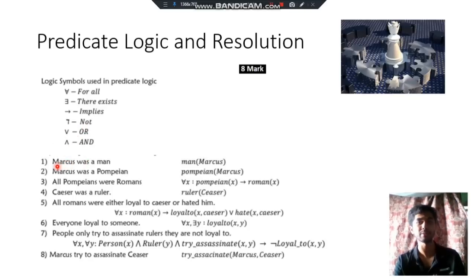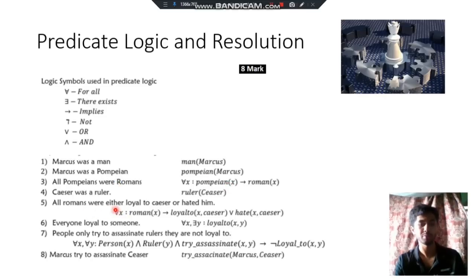If the sentence is a pretty straightforward one, like Marcus was a man, you have to write man, then inside that Marcus. Second type of question, where all or everyone, things or people will be coming, you have to use for all. Okay, and Pompeian and Roman, what is given in this order? Pompeian and Roman, right? Just like Pompeian, arrow, Roman.